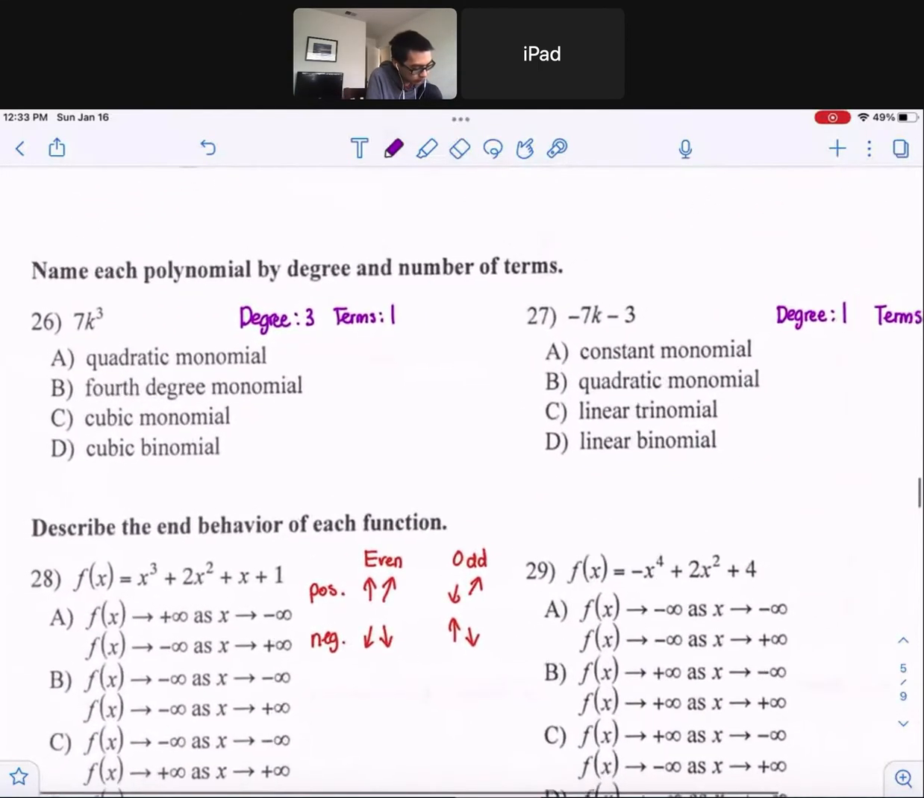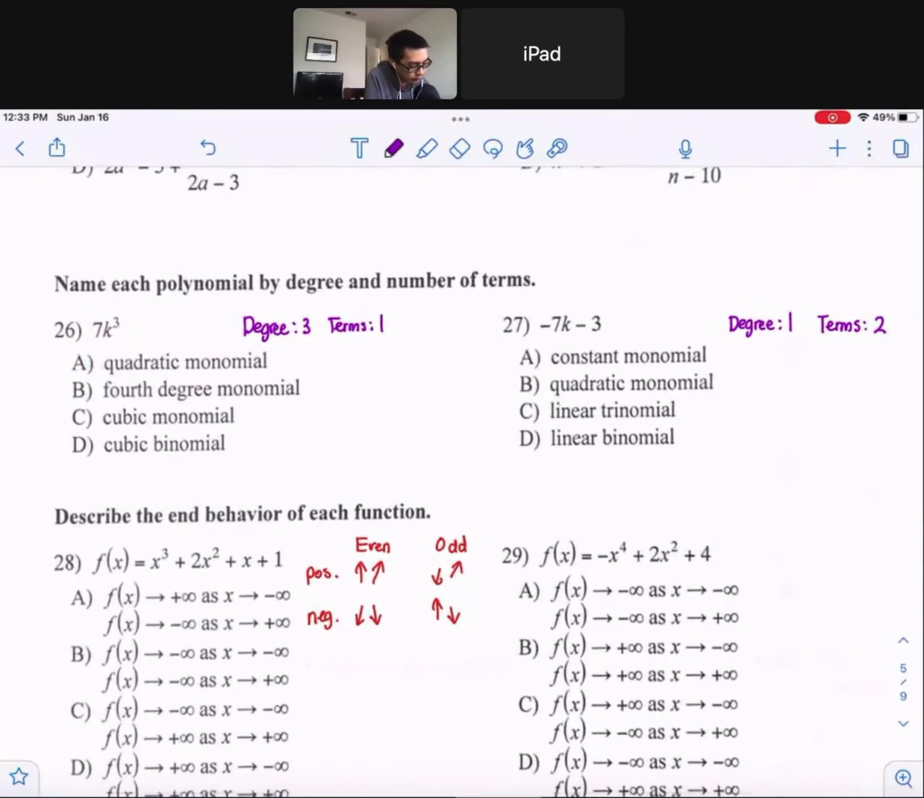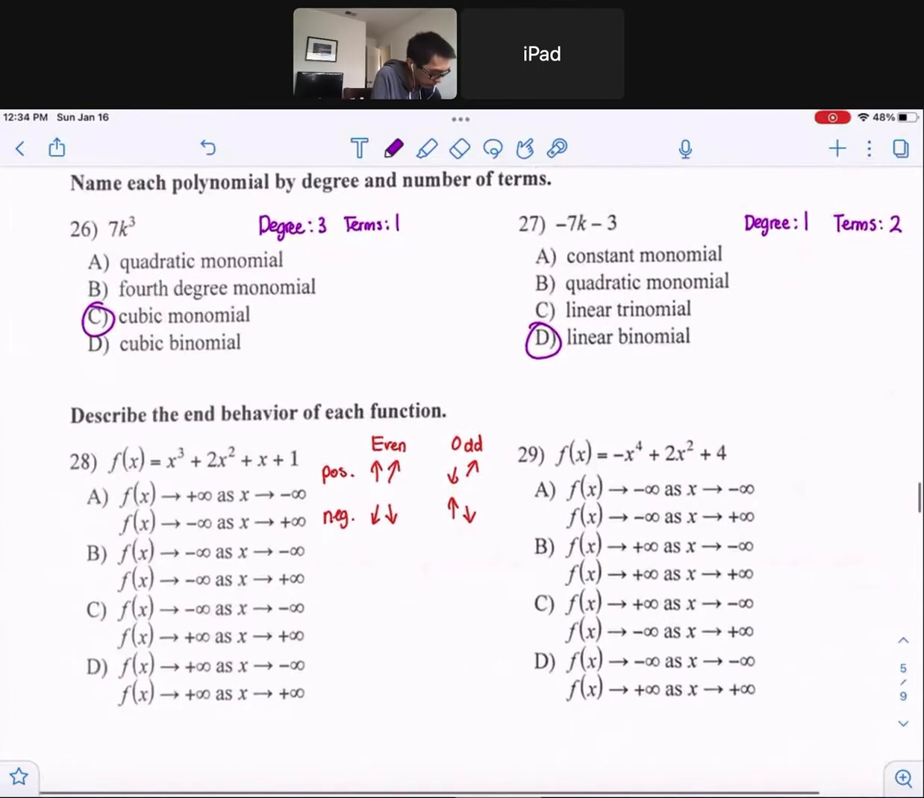Okay, here. We have a degree of 3, and there's only one term, so that is what we call a cubic monomial, which is C. Here we have a degree of 1, which is linear, and 2 terms, which is binomial. Linear, binomial. If it's a degree of 0, that's what we call constant. Degree of 2, that's what we call quadratic, right? For terms, if it's three terms, we call those trinomials, and for 4 and above for degrees and terms, we just say 4th degree polynomial, 4-term polynomial and all that.